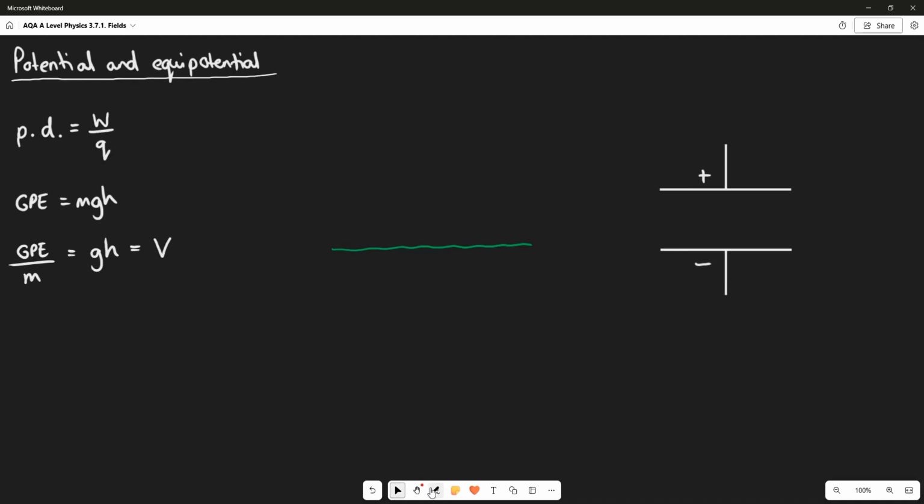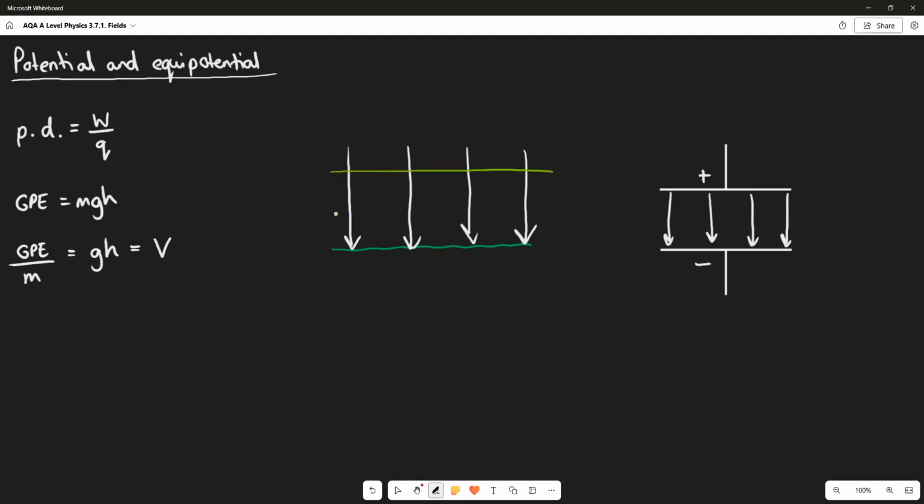You also get equipotential lines in uniform fields as well as radial fields. So here is a uniform gravitational field, and here is a uniform electric field. The equipotential lines here are like this. Notice that in both cases, the equipotential lines are at 90 degrees to the force field lines in all cases.